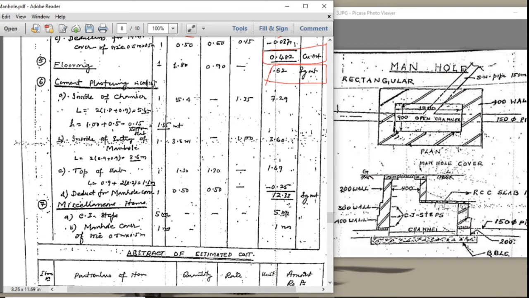Cement concrete and flooring. Now cement plastering inside the chamber. See the chamber dimension, 1.8 plus 0.9, into 2, so 5.4, into 1.35, same as per previous. So the total value is 7.29.